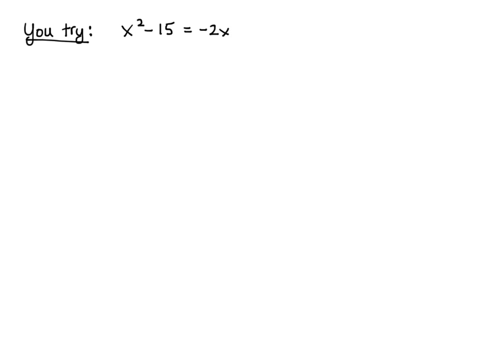Great, terrific. Everybody follow what he did there? So, he moved everything to one side, and then he factored it, and then found that those factors are 0 when x equals 5 or x equals 3.